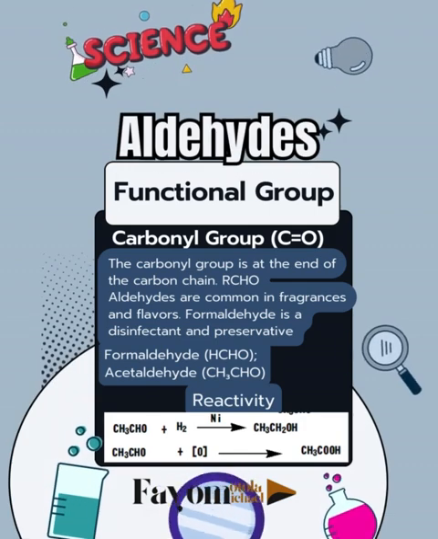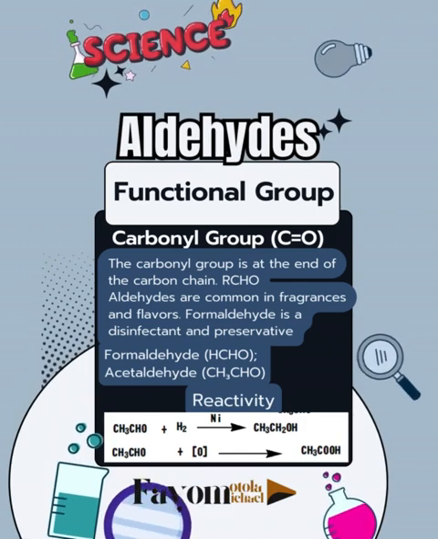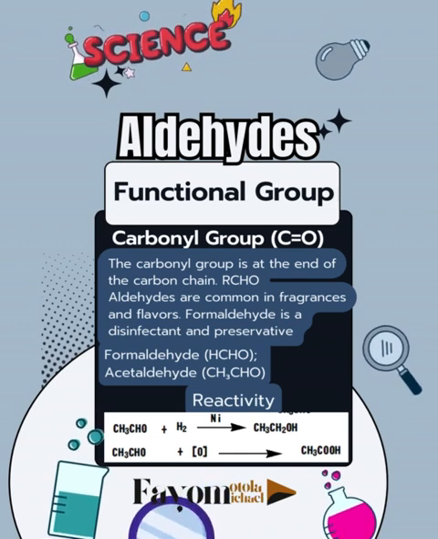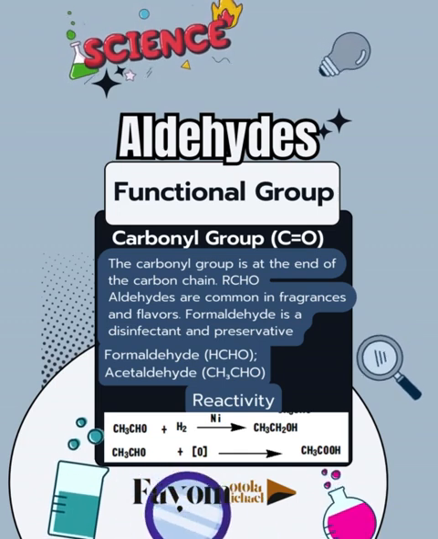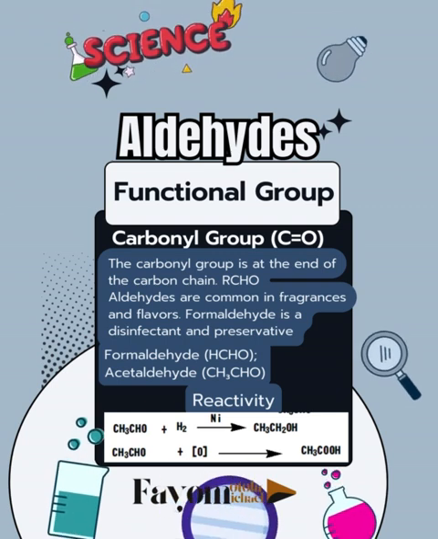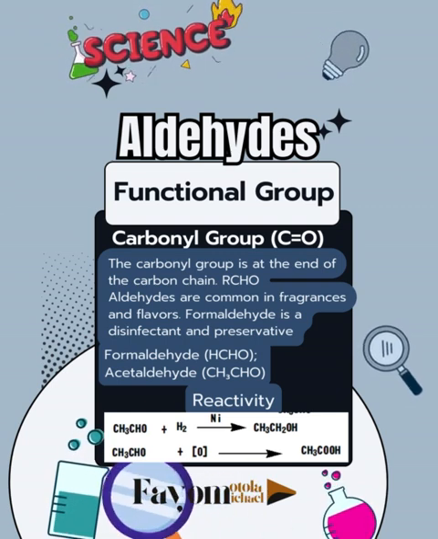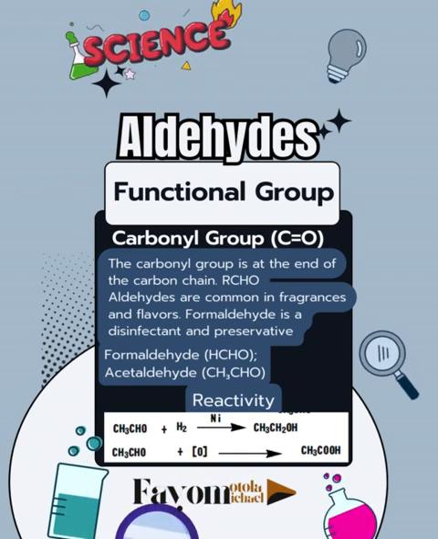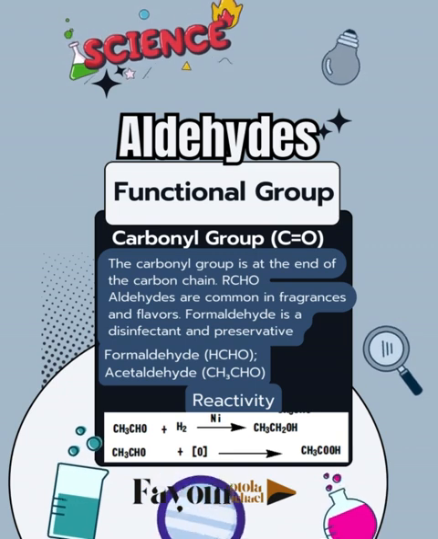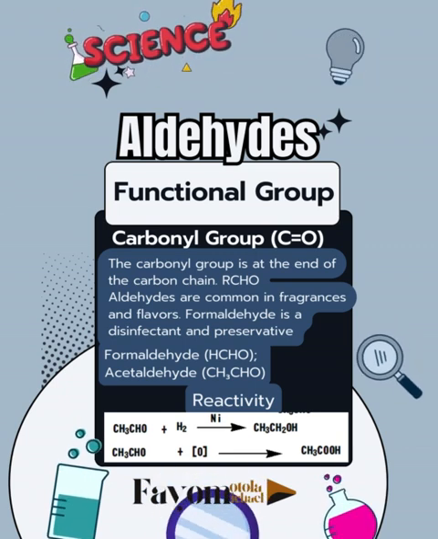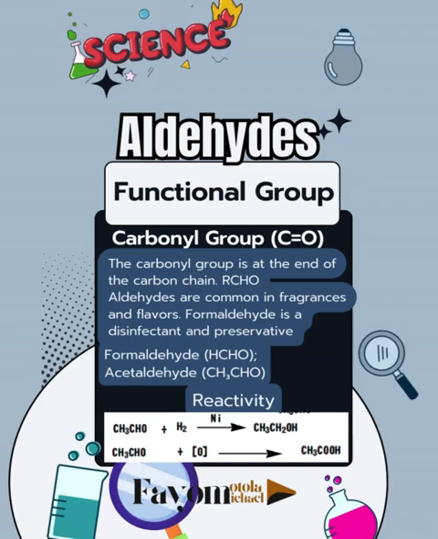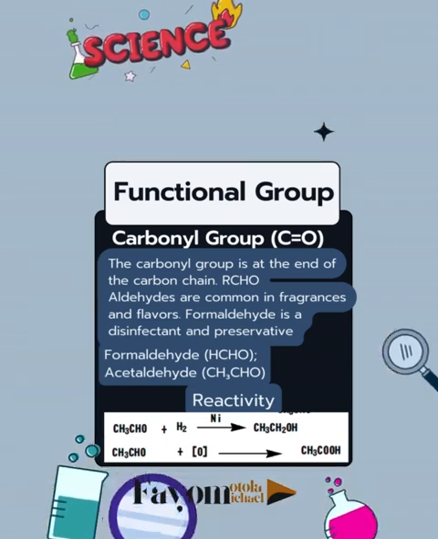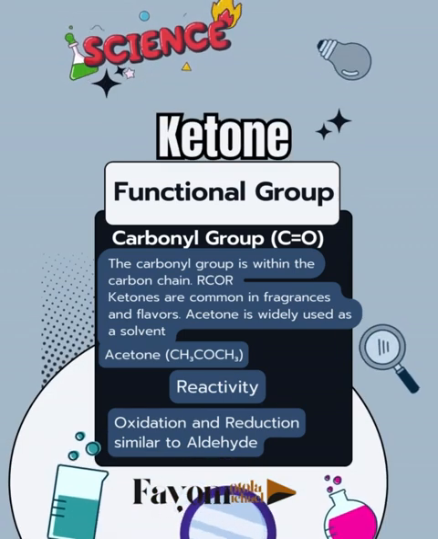Aldehydes and ketones are carbonyl compounds. Their functional group is C=O, which is the carbonyl. Aldehydes and ketones both contain the carbonyl group, but they differ in where that group is located in the molecule. For aldehyde, the carbonyl group is at the end of the carbon chain. For ketone, the carbonyl group is within the carbon chain. Aldehydes and ketones are common fragrances and flavors. Formaldehyde, for example, is a disinfectant and preservative, while acetone is widely used as a solvent, for example in nail polish remover.